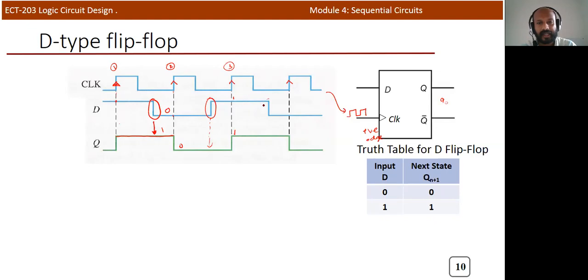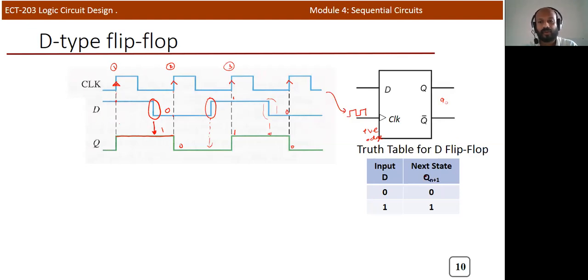Again it will continue. You can see that again there is a change in input at this point, but there is no change in the output. Output will change only at the rising edge. At the rising edge point, the input D is equal to 0, so the output also changes. This is the D flip-flop working. So you need to identify what the Q output will be for a particular D input.